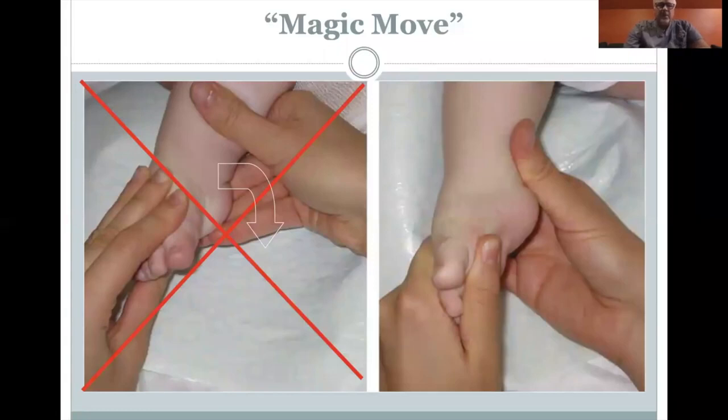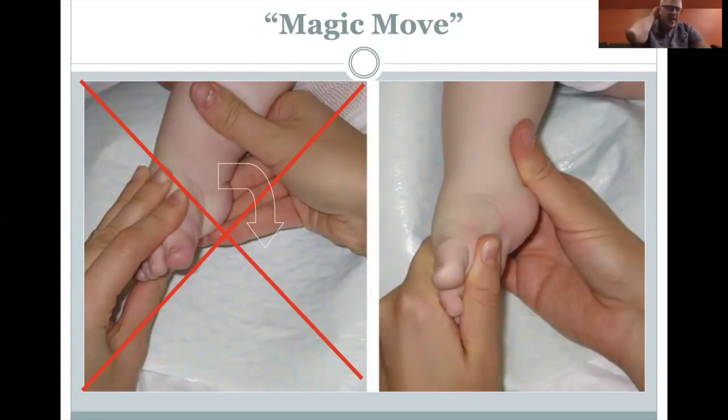The magic move is correcting that cavus deformity that we talked about as one of the components, because the forefoot is pronated relative to the hindfoot. You want to make sure that you supinate it to get the forefoot and the rear foot on the same plane, and then you're going to move the foot as a unit in supination by abducting it against the stabilized talar head. And this is called the magic move.